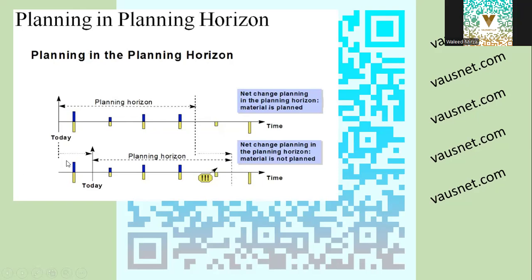But if there is a shift, for example, if the current date is today's date and tomorrow the material is planned, the planning horizon will shift and the planning horizon will scale to adding the next day, and this will also get considered for requirement in MRP. Okay.